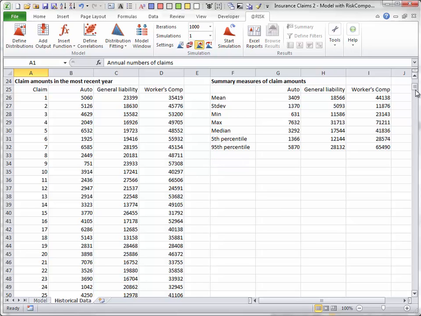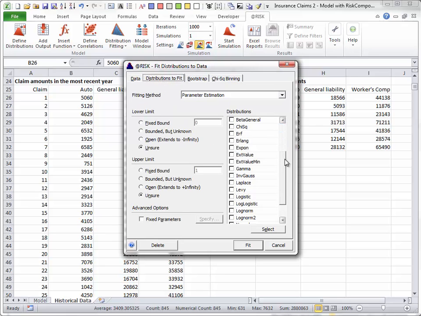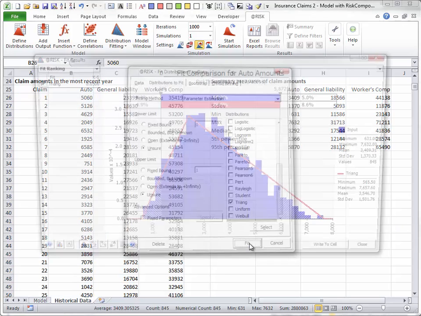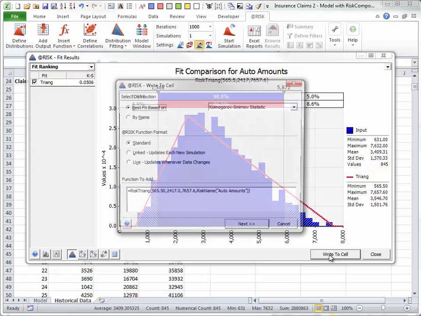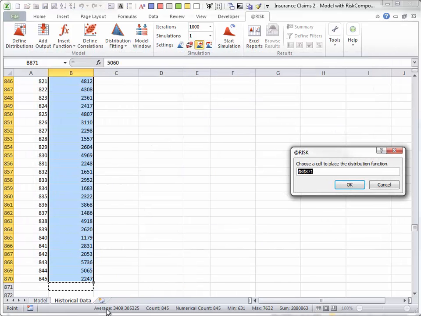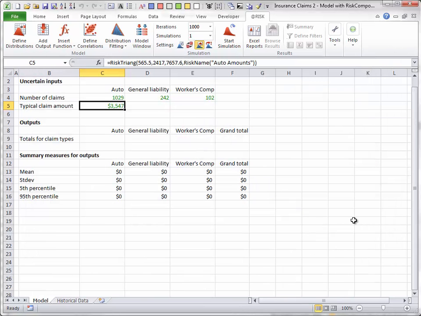Although many distributions could be fit to the data in each column, the triangular distribution is a reasonable choice. In fact, the defined data sets for the three categories have already been set up. For example, here is the triangular fit to the auto claims. It is clearly a very good fit. I can now enter this fitted distribution into the model sheet, and then I can proceed similarly for the general liability and workers' comp categories.